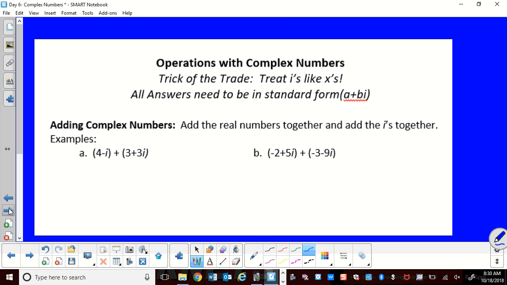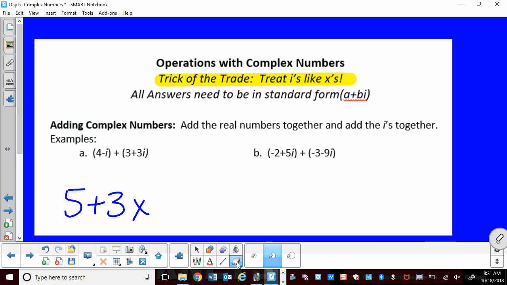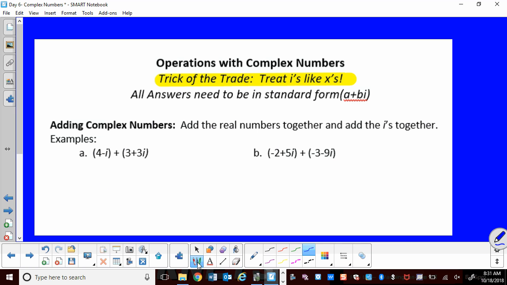Alright, so operations with complex numbers. What this means is that we treat our i's like x's. Think about when we have like 5 plus 3x. I'm not combining that to be 8x. That does not work. So you treat your i's like x's, meaning you want to combine like terms. Alright, so adding complex numbers. You add the real numbers together and you add the i's together.